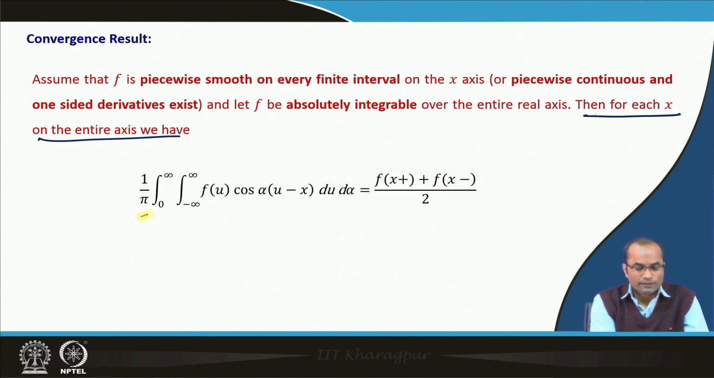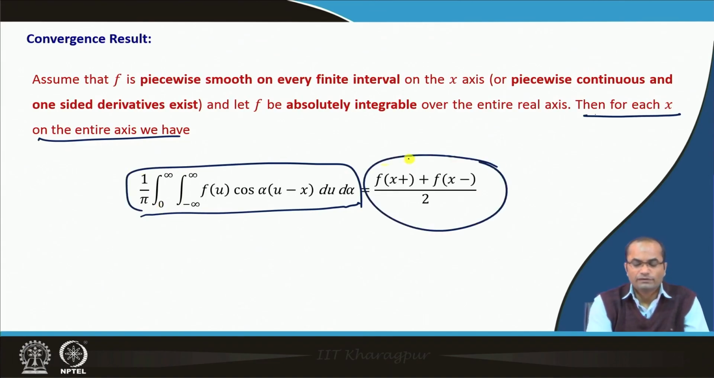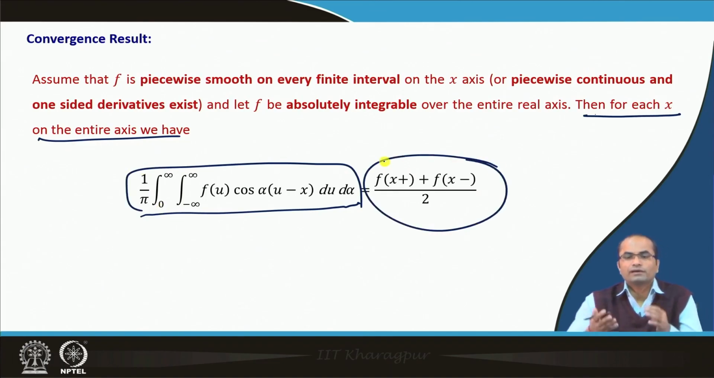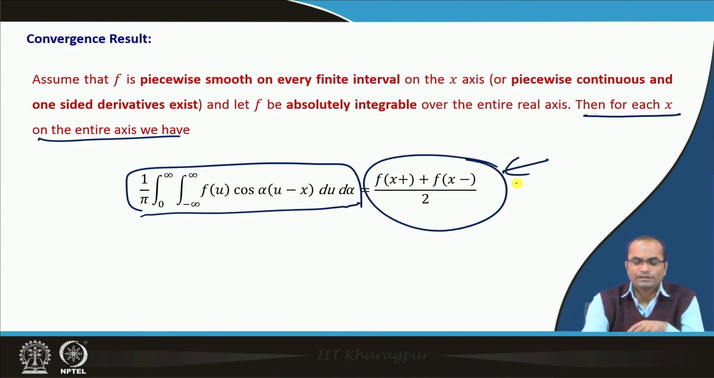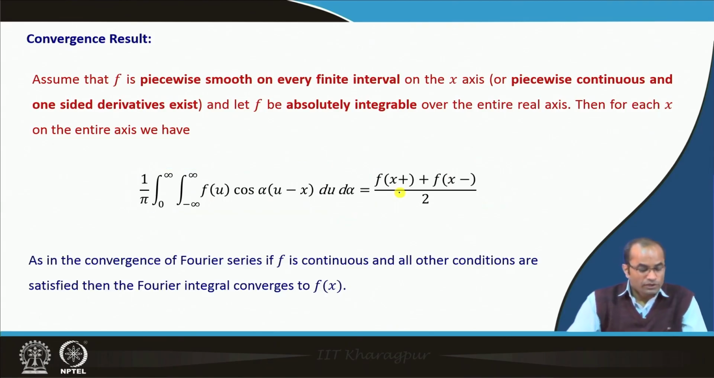So, with that condition, for each x on the entire axis we have the following result: this integral representation of the function f will be equal to the average value, because that is the same as for the Fourier series. That was the starting point here. In our derivation we have taken f(x), but in a more general setting we could have taken this average value, and finally this integral will converge to this average value.